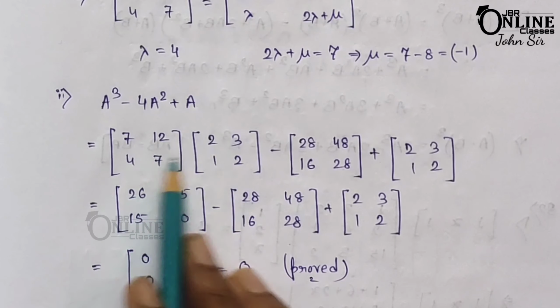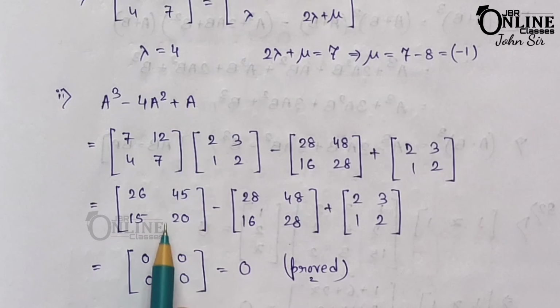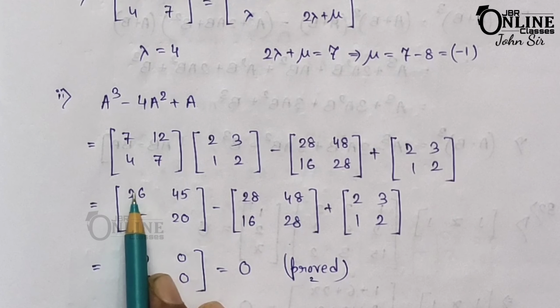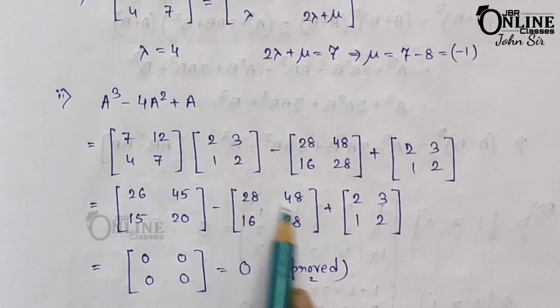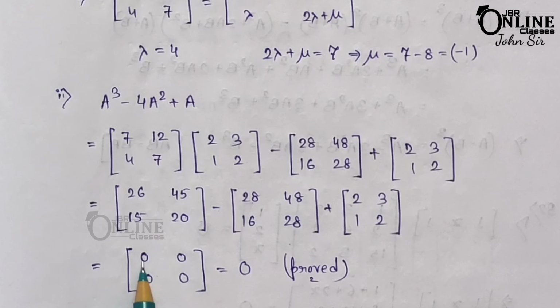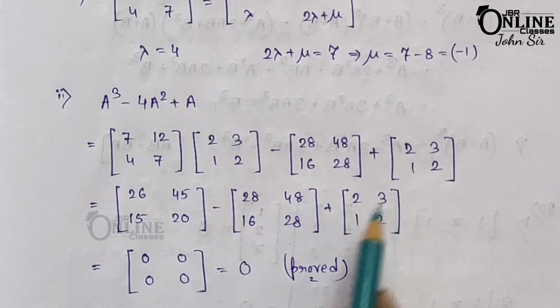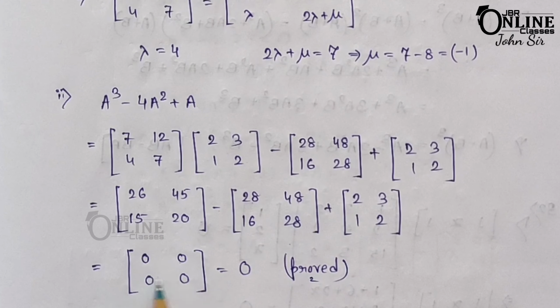Okay, now find out the multiplication of these two matrices. You will get this one. And then now you have to solve this one. So 26 minus 28 plus 2, that equal to 0. Similarly 45 minus 48 plus 3, that equal to 0 and the others will be 0. So this one equal to 0, it's proved.